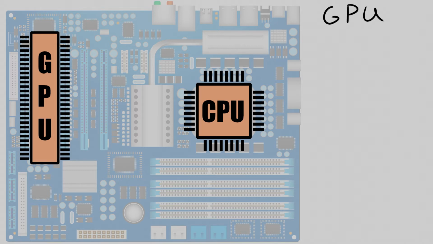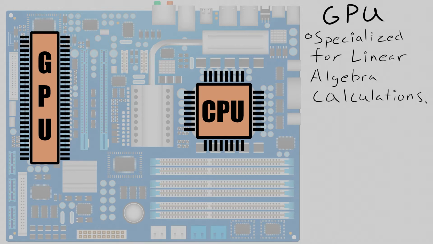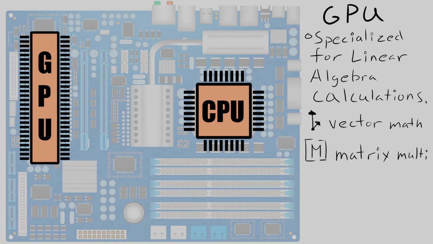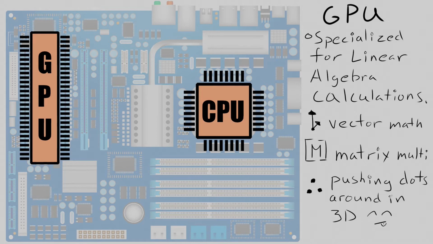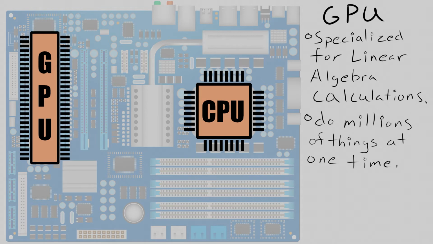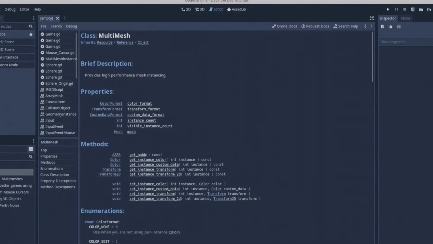Compared to the CPU, the GPU is more limited and specialized to doing linear algebra. It's very good at doing vector math and matrix multiplication. In other words, it loves to push dots around 3D spaces. And because its set of calculations are so specialized, it can churn through millions of them at the same time. Therefore, the solution to render millions of objects to your computer screen is to try to push as much of the work onto the GPU as possible and not pester the CPU while it runs the game logic. In Godot, we can do this using multimeshes.